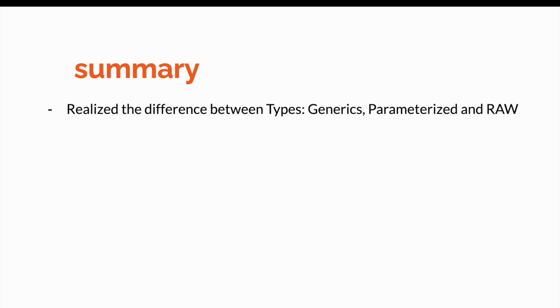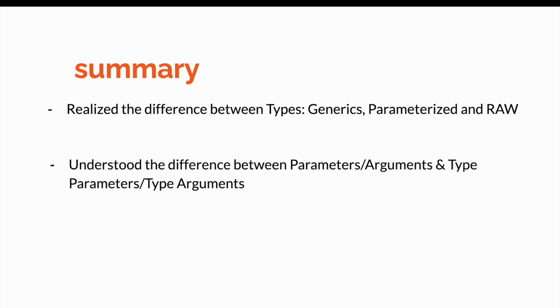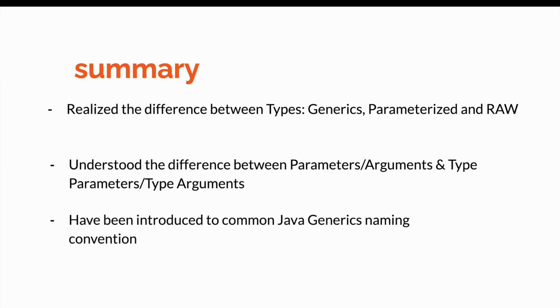Okay? So, what have we learned today? Today we compared generic types, parameterized types, and raw types, and understood the difference between these terms. Further, we compared and realized the difference between parameters, arguments, and type parameters, type arguments. And last but not least, we got an understanding of the common letters which are used in Java generics.